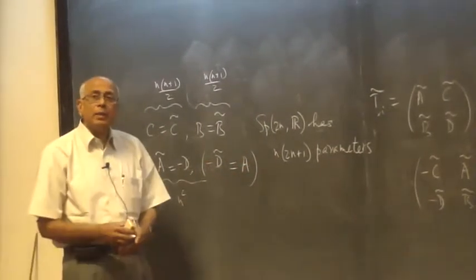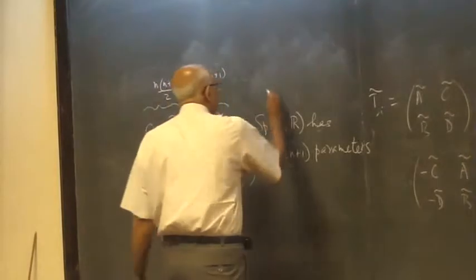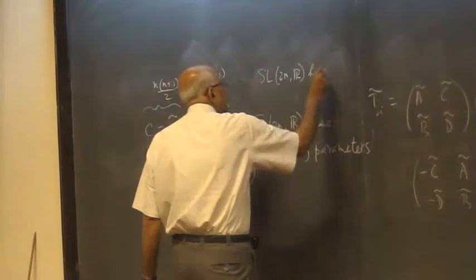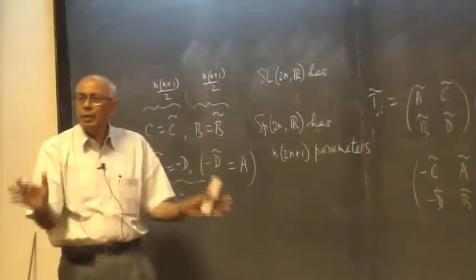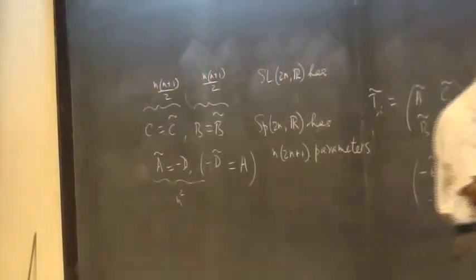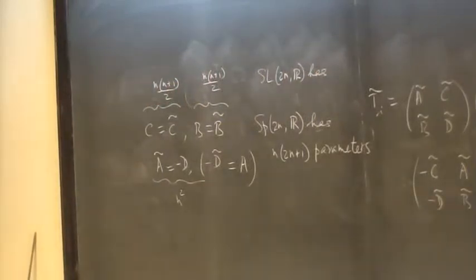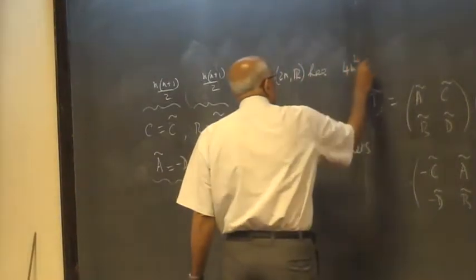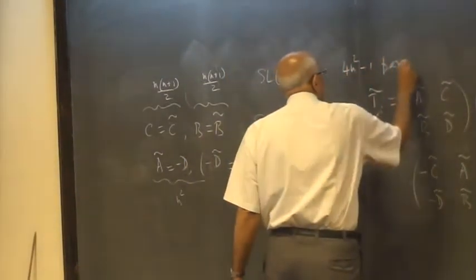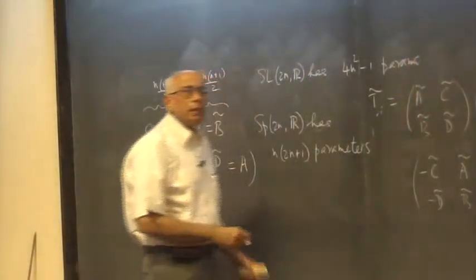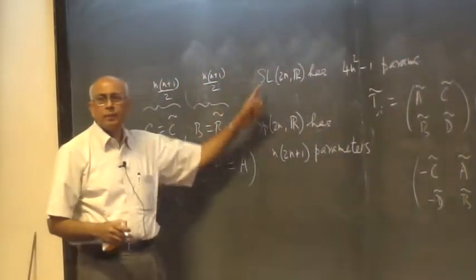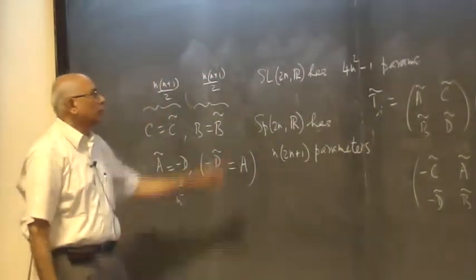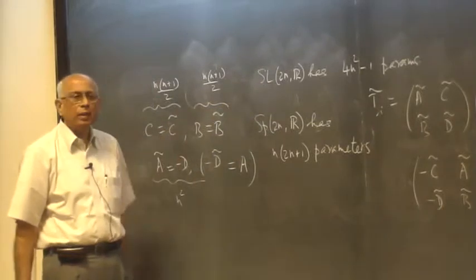On the other hand, how many parameters does SL2nR have? It's just real elements, 2n by 2n. Therefore, there are 4n squared elements. And you put a condition that the determinant be 1, right? So it has 4n squared minus 1. This is a subgroup of that. It's much smaller in some sense, fewer parameters. Of course, it has to be a subgroup of the general linear group.